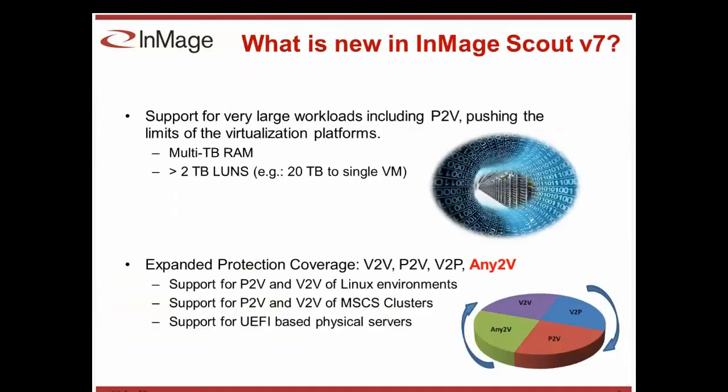As we talk about what's new with Scout version 7, we're really pushing the boundaries of that P2V and the virtualization platforms. So we can do large workloads. If you're talking about virtualization to virtualization replication, or physical to virtual replication, we're really pushing those limits. I mean, we're talking about multiple terabytes worth of RAM in those P2V functions, as well as greater than 2 terabyte LUNs. We've even had up to 20 terabytes in a single VM before. And because of the optimization enhancements that we've added to version 7, this type of environment is very realistic, and so we can grow and scale with your organization as needed.